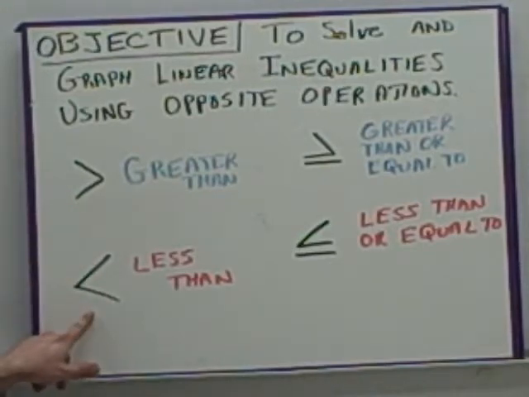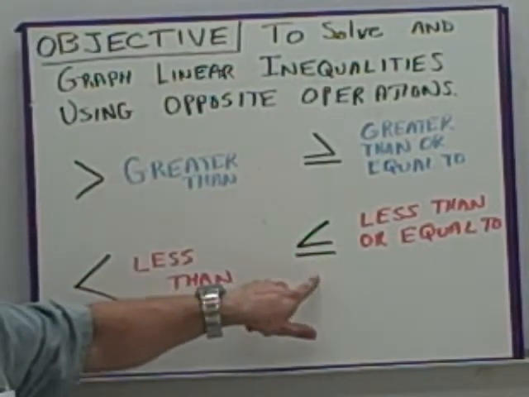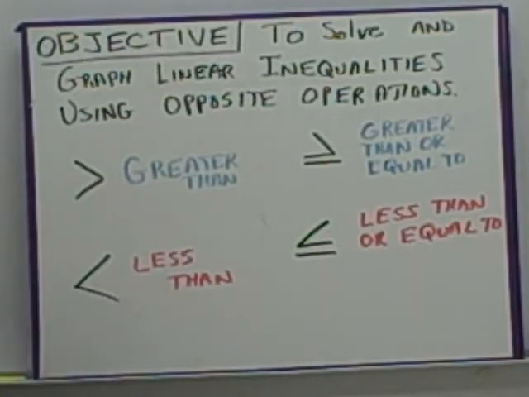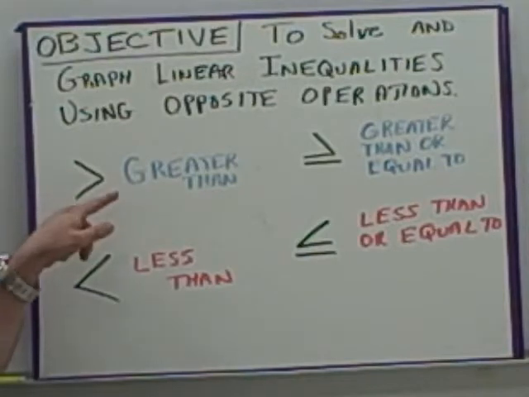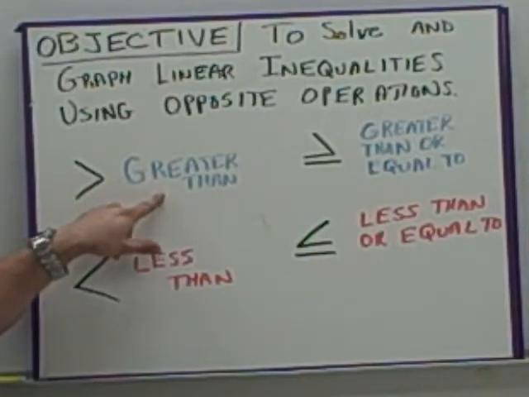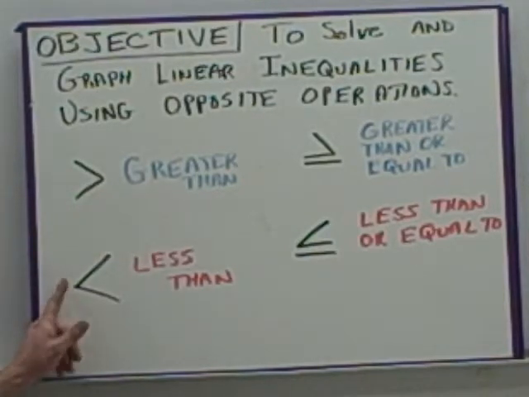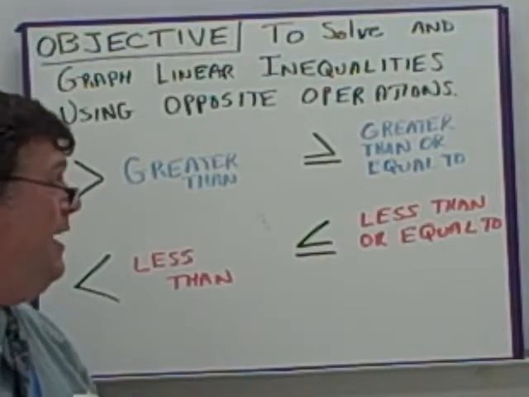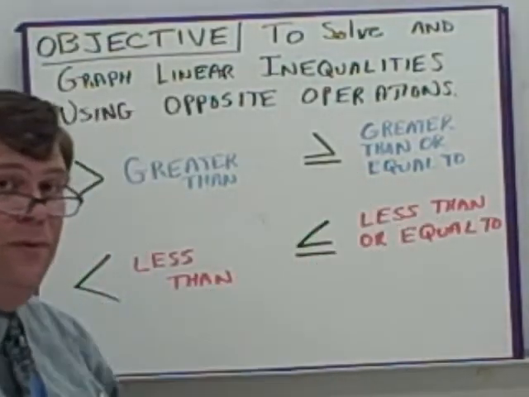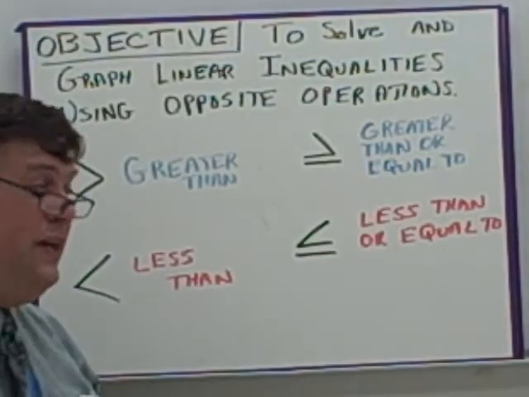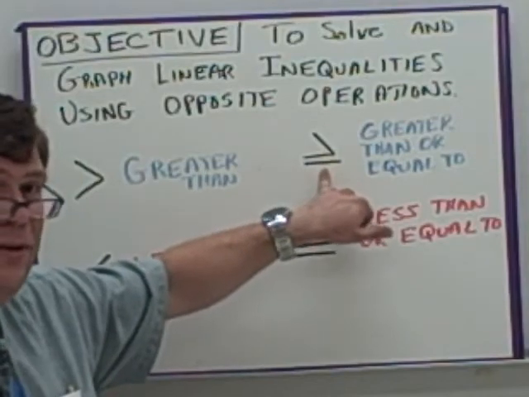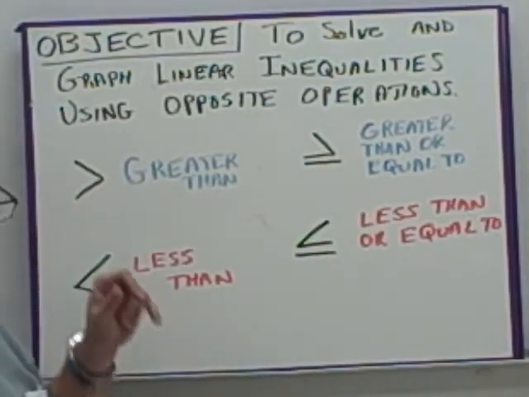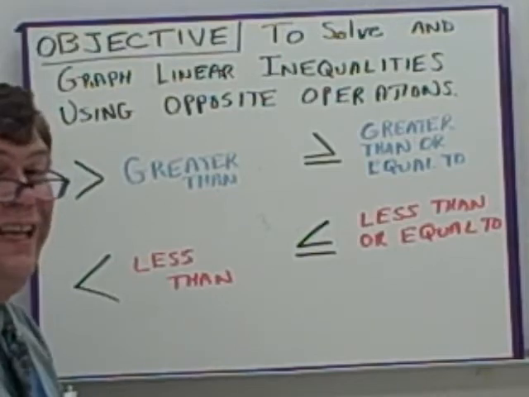Greater than, less than, greater than or equal to, less than or equal to. Remember, as you're moving from left to right, if you encounter the bigger end, you're talking about a greater than symbol. If you encounter the smaller end, you're talking about a less than symbol. If you've got a line underneath, that second line indicates an or equal to, which means that you're including the point that's equal, whereas these do not include the point where things are equal.